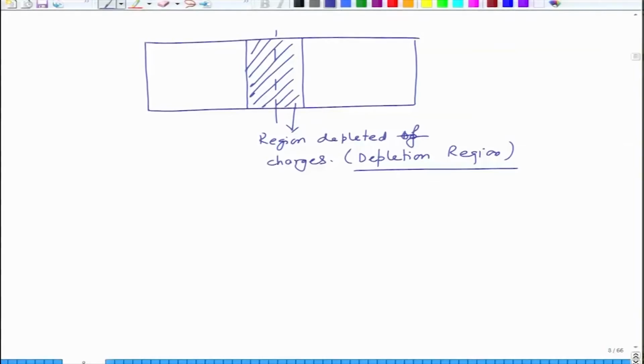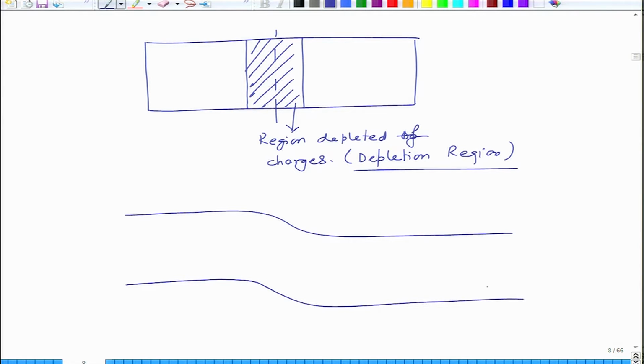and this electric field is opposite to the diffusion current. So basically what happens is that when you form this barrier at the interface, so let us say this is the barrier. So essentially what you have is a Fermi level, so this is EFN equal to EFP.